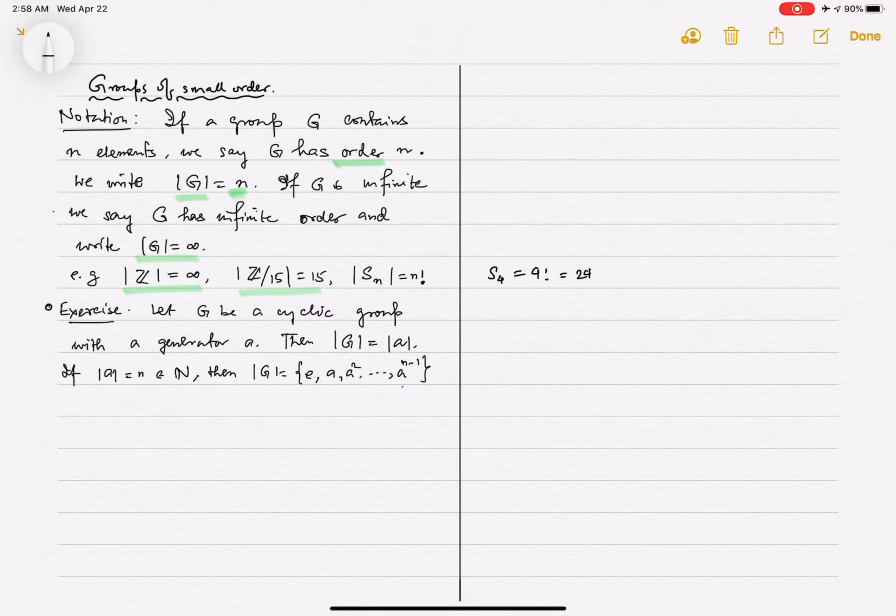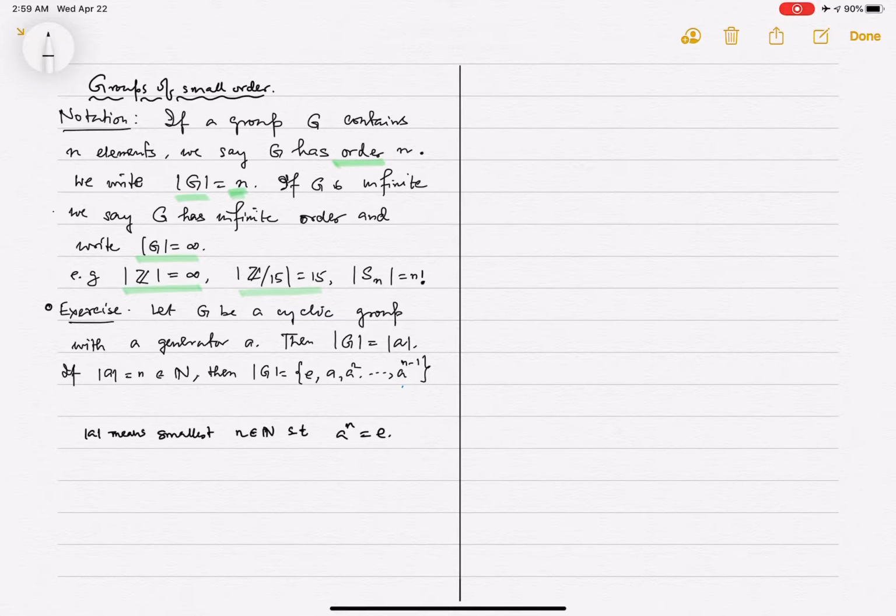Here's a little exercise that probably you should do. If G is a cyclic group with generator A, then the size of the group and the order of the element are the same. Remember, what is the order of the element? Order of the element means the smallest natural number such that the nth power is identity.